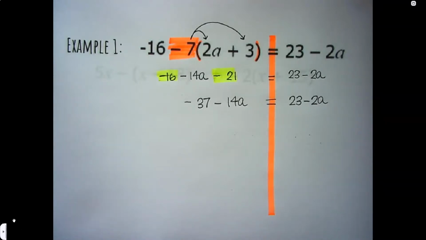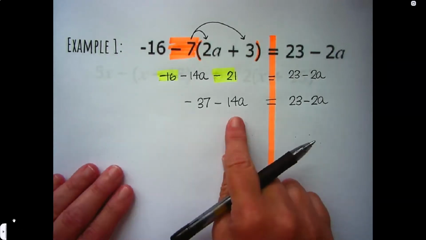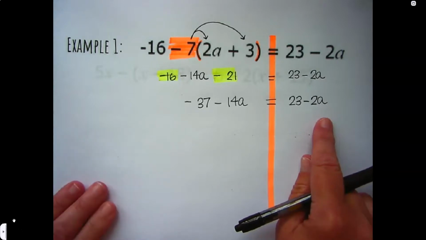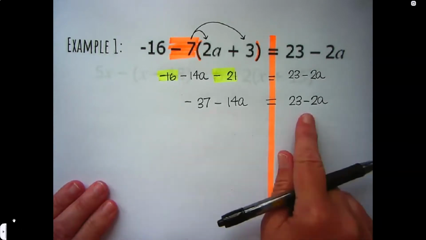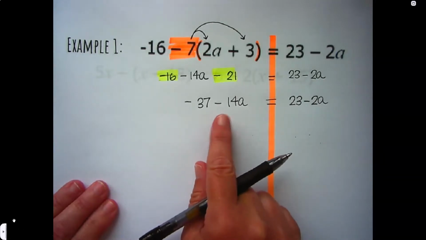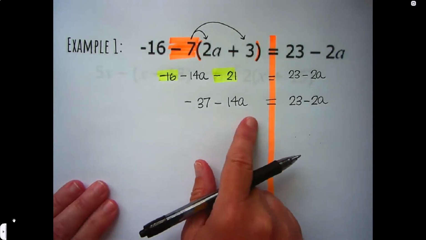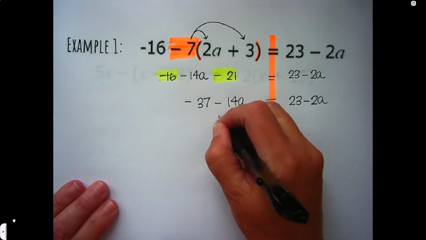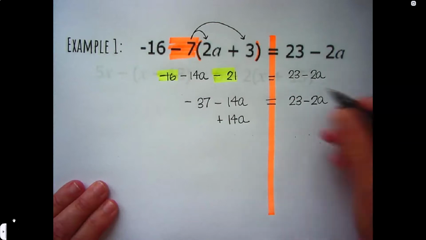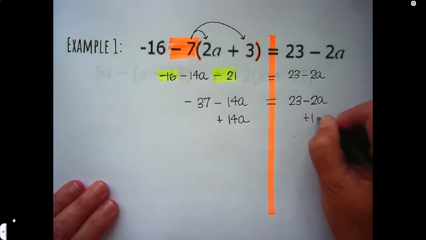All right, step 3 is to make the variable pick a side if necessary. And it is necessary because I see that a is on this side and on this side. So what I'm going to do is find the smaller of the 2 and cancel it out. So which is smaller, negative 14 or negative 2? The negative 14 is smaller. So I have minus 14a. So I'm going to cancel that out by doing the opposite and doing plus 14a. If I do it to one side, I do it to the other.